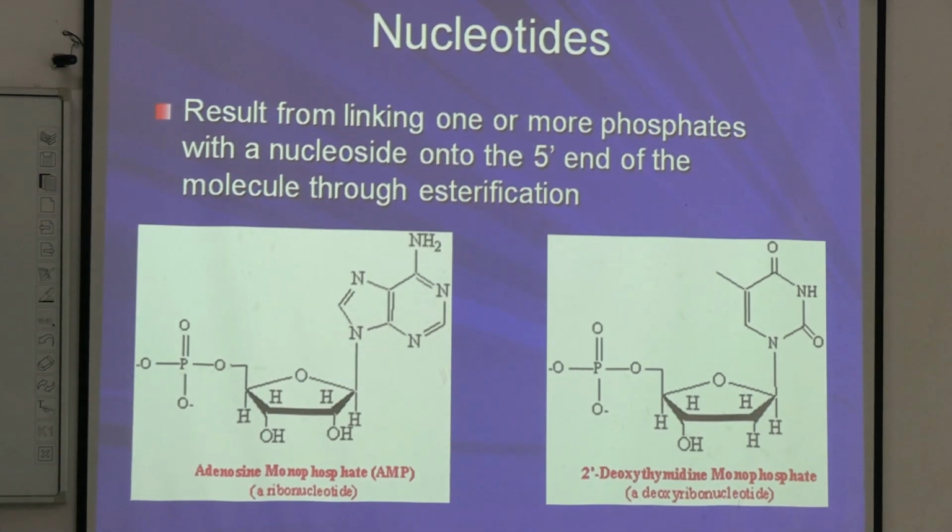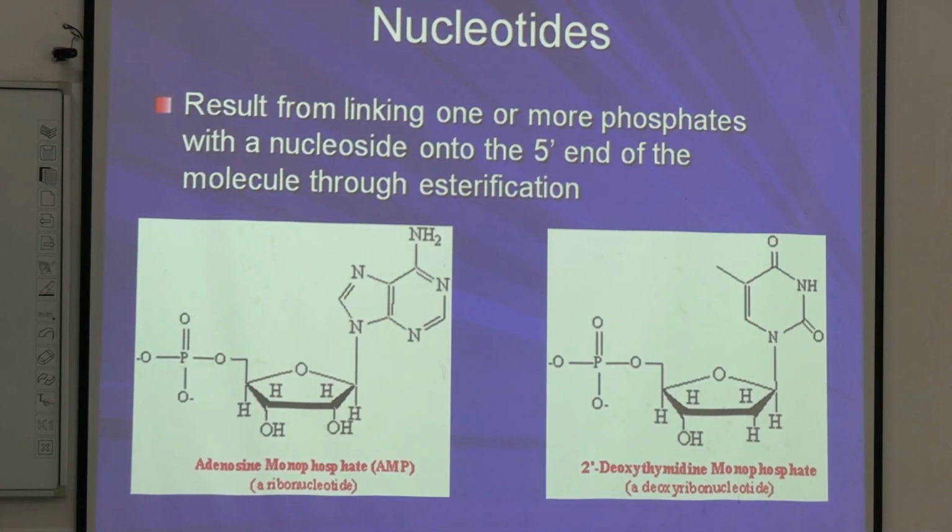Structure of AMP and ATP. See, this is one phosphate. Then to that, again, if you add one phosphate, it will become ADP or diphosphate. One more you add, it will become ATP or adenosine triphosphate.